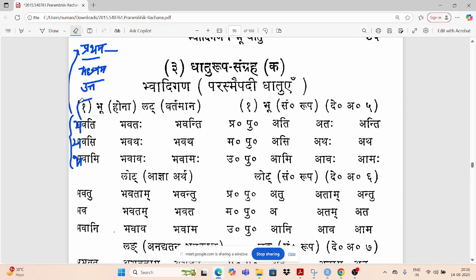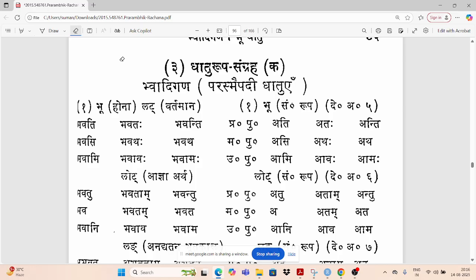So we have now covered the first few concepts of Vyakarana. And this is lat lakara, present tense. So very important to know this. Then there are other lakaras also. So in Sanskrit, each dhatu will have 10 lakaras, more or less.